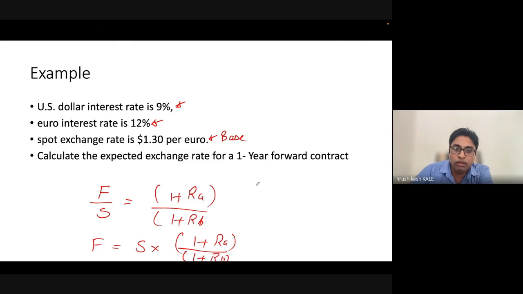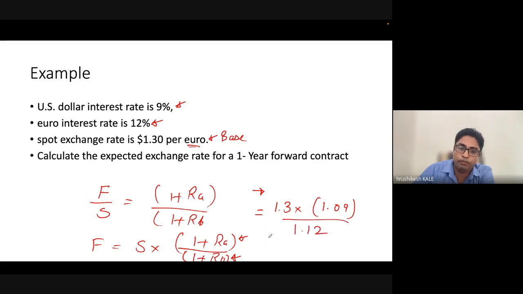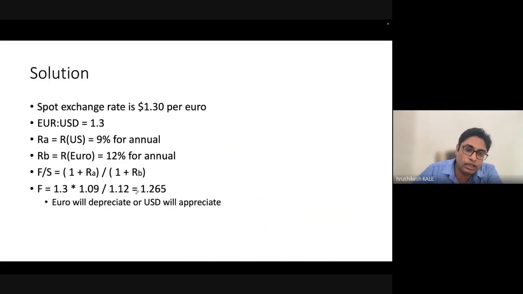The question is, what is RA and what is RB? So Euro is the base, so Euro will be in the denominator and USD will be the price currency. So spot rate is 1.3 multiplied by the rate in the US, 9%. So 1 plus 9% comes out to be 1.09, divided by 1.12. And the answer will be less than 1.3. I do not have a calculator in front of me, so let's see the answer.